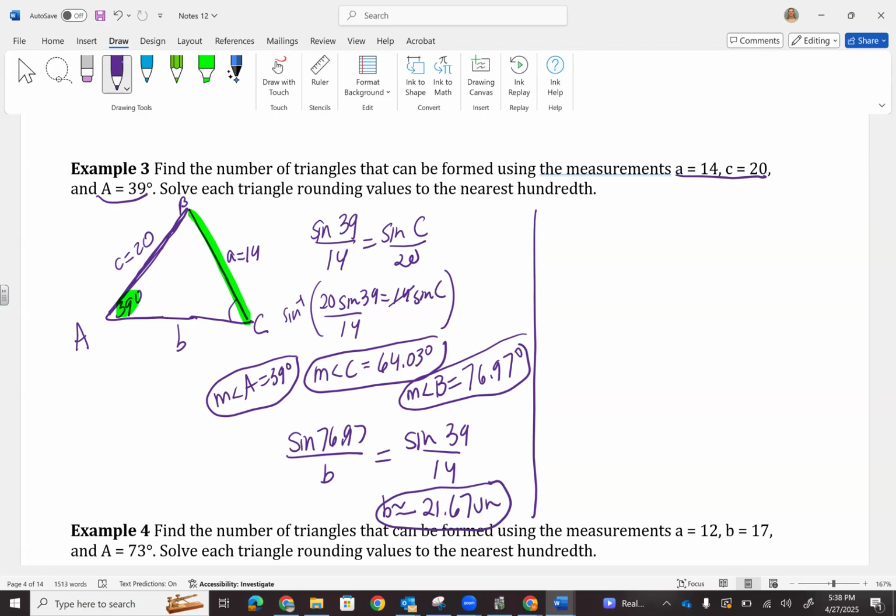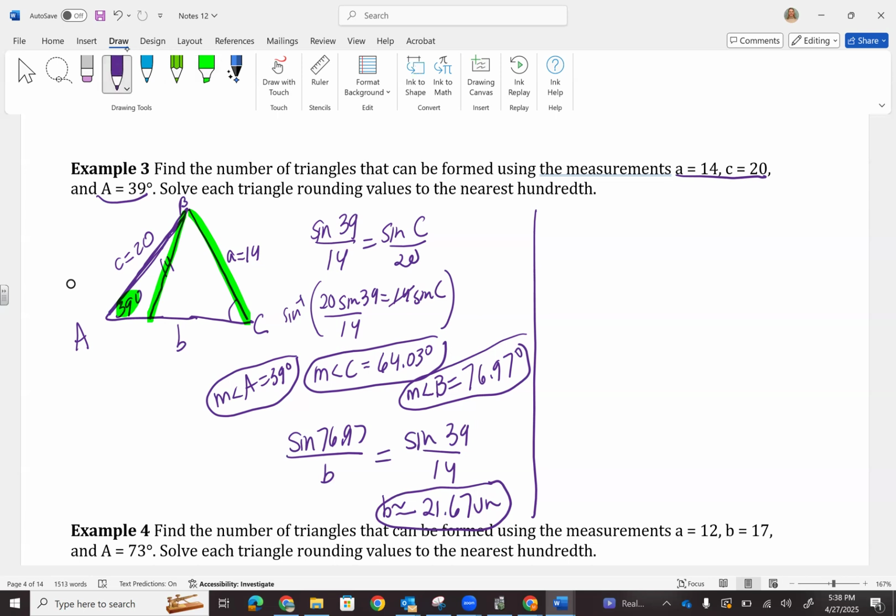The second triangle formed would be from the same given dimensions. What are the given dimensions? This side is 14, this side is 20, and this angle is 39 degrees. But what we're going to try is, can you take that side that's across from the angle, and can it go out and in? Can it form a more narrow triangle? So I'm going to say, let's try to swing this in to make a more narrow triangle here that's still 14 long.